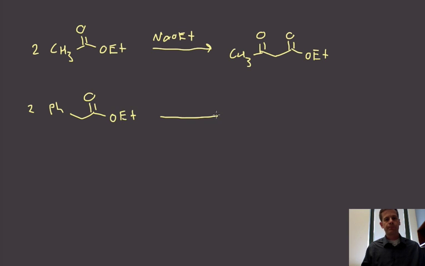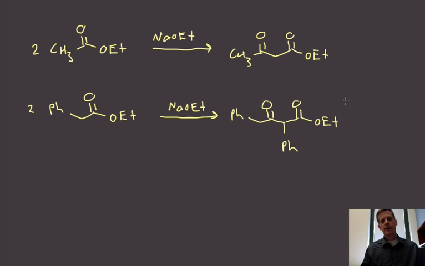Another one, if we have just a single alpha substituent, okay, same conditions, sodium ethoxide. This can also proceed. Okay, so we can get to this somewhat more complex Claisen condensation product. But if I were to do one, again, with two alpha substituents, that can't go forward. That's not going to be possible, okay?